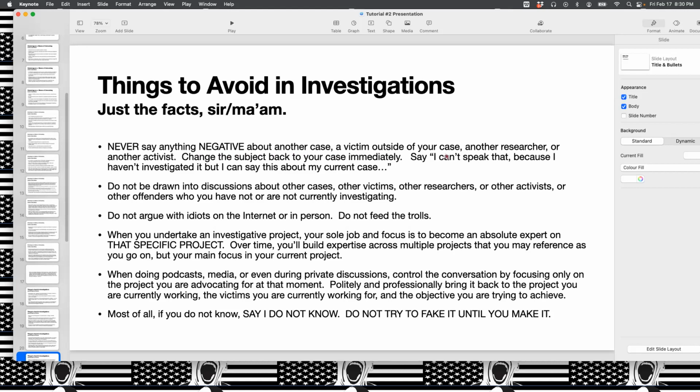The other thing you want to do, you never, ever say anything negative about another case, a victim outside of your case, another researcher, or another activist. You change the subject back to your case immediately. I can't speak to that because I haven't investigated, but I can say this about my current case.